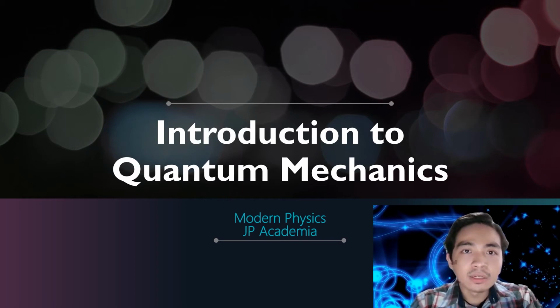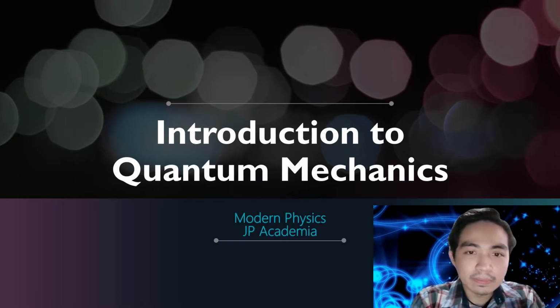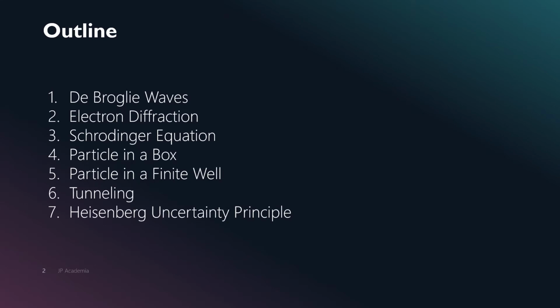Hi there. The Bohr atomic model was able to explain the hydrogen spectrum. However, it was not successful in fully describing the spectrum of heavier atoms. Thus, a new theory was established around the 1920s. This is quantum mechanics. This is the outline of this video lecture.